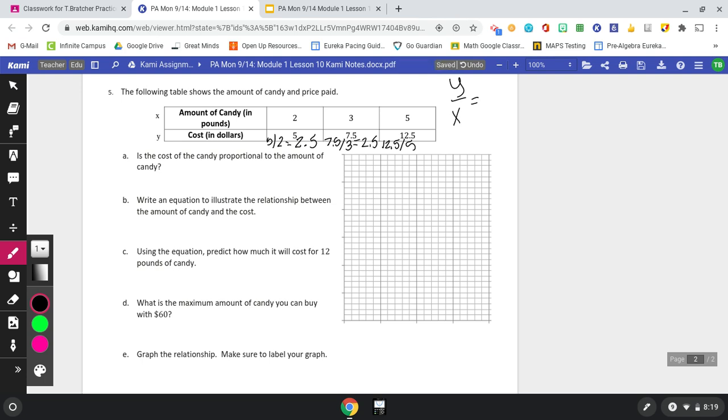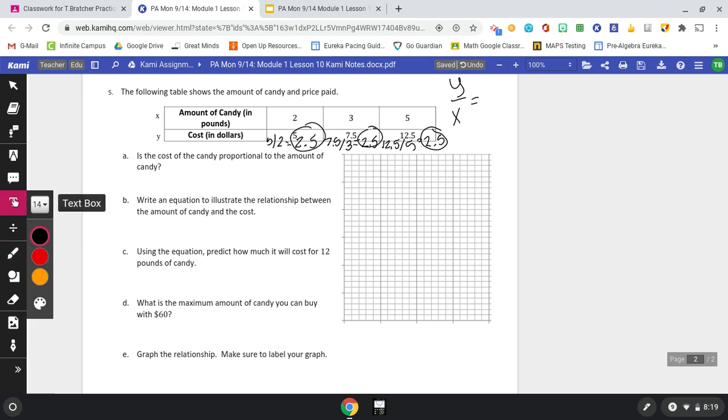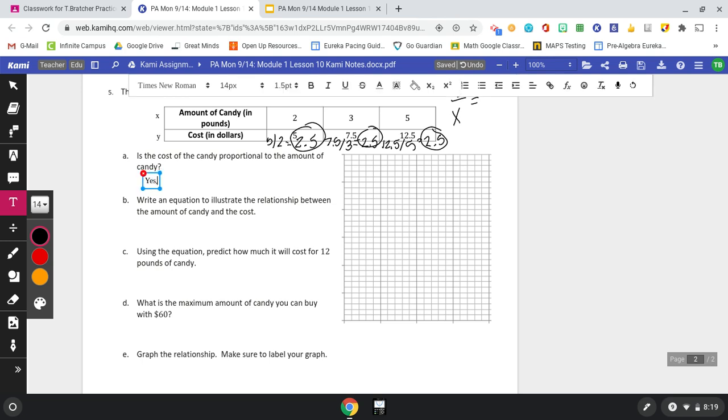And 12.5 divided by 5 is also 2.5. So because these are all the same, we know that our constant is 2.5. So yes, the constant is 2.5. All right, and then it says write an equation to illustrate the relationship between the amount of candy and cost. So we know instead of y equals kx, we just replace our k with the constant. So y equals 2.5x. Remember, k can be a decimal.